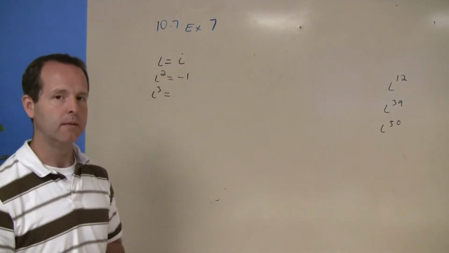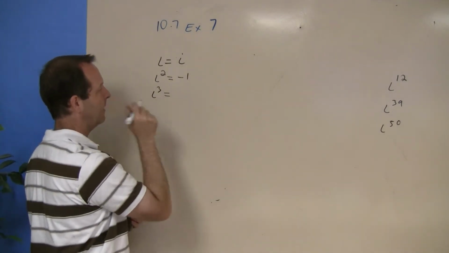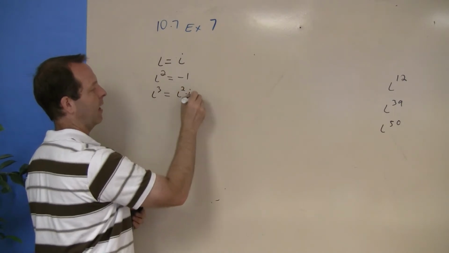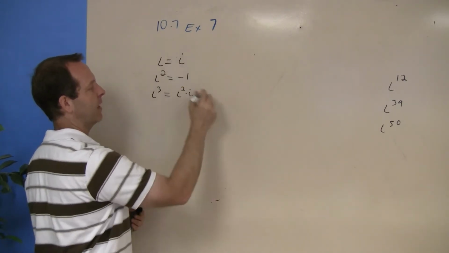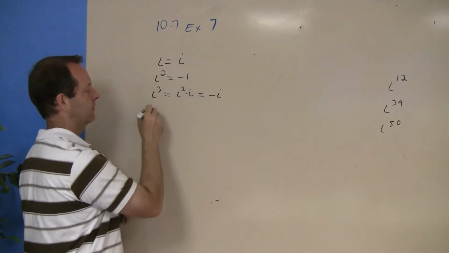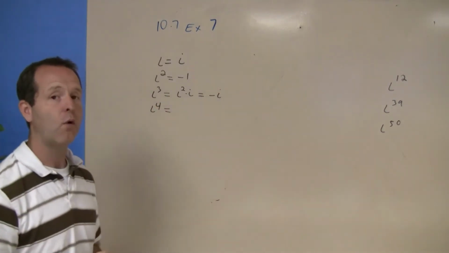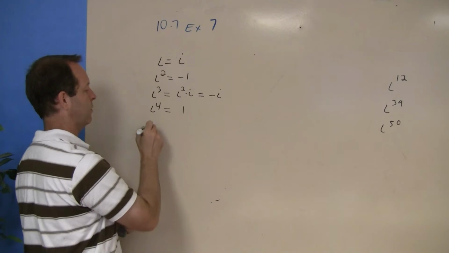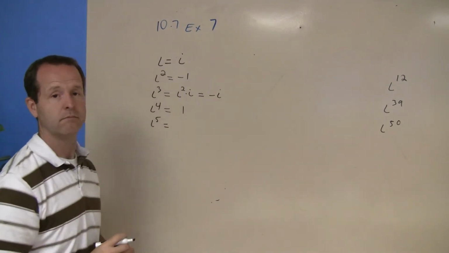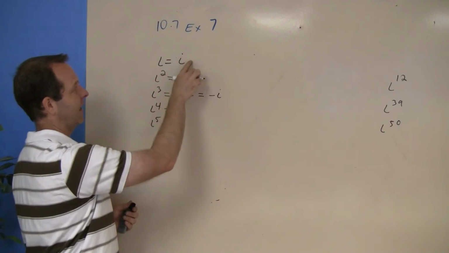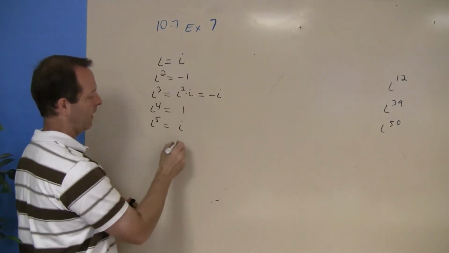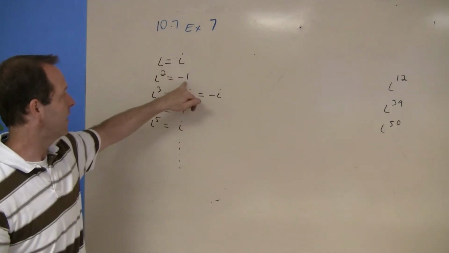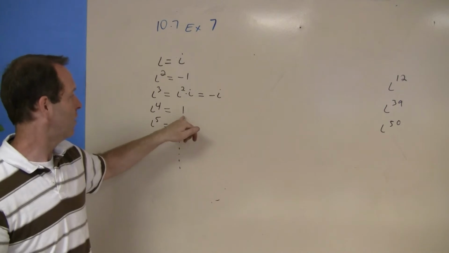What about i cubed? Well, if we remember how to multiply bases with exponents, this is i squared times i, or -1 times i, which gives me -i. What about i to the fourth? That's i squared times i squared, or -1 times -1, which is a positive 1. i to the fifth is i to the fourth times i, or just i. And you start to see that this pattern repeats. Every power of i is either i, -1, -i, or 1.